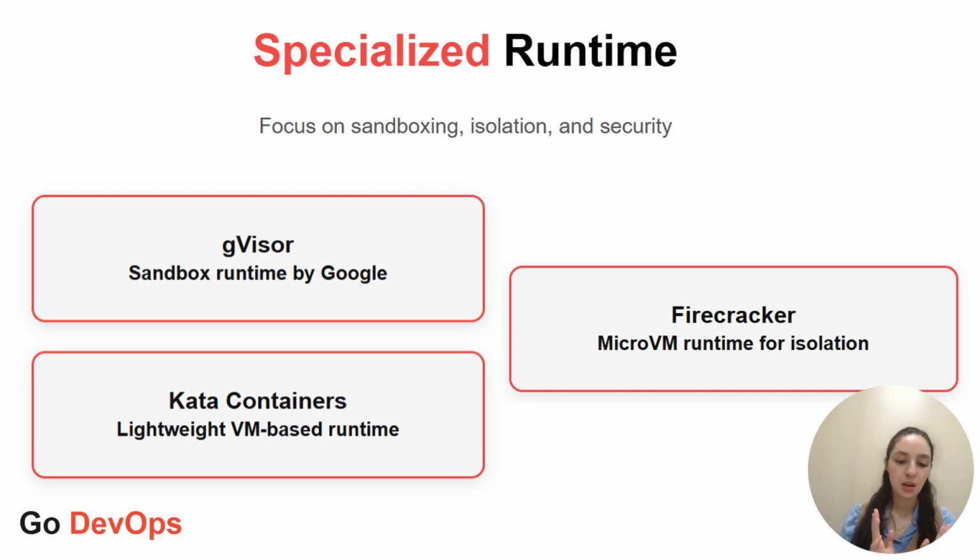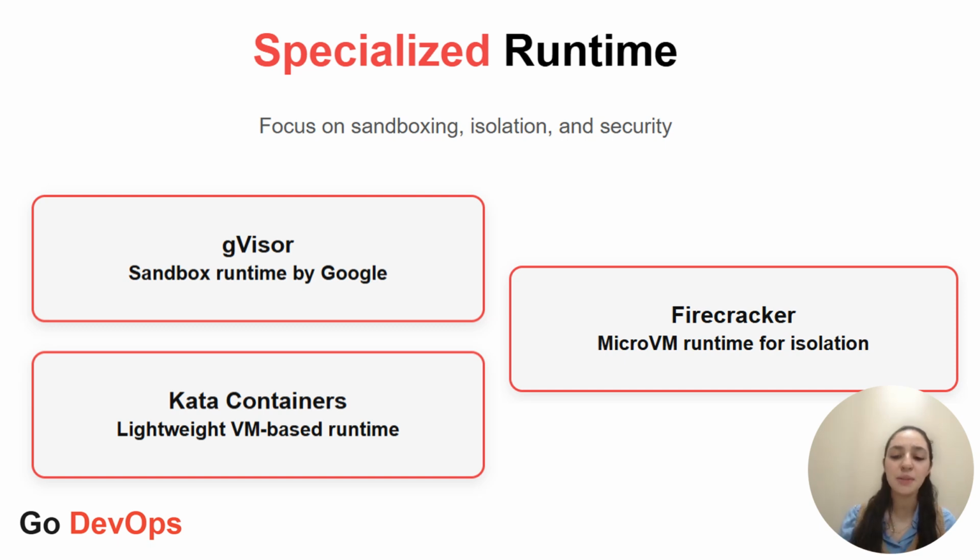Let's start with the first one, gVisor. It's a sandbox runtime developed by Google. Instead of letting containers interact directly with the host kernel, it intercepts system calls and implements its own kernel in user space. So this means even if a container is compromised, the attacker doesn't have direct access to the host system.